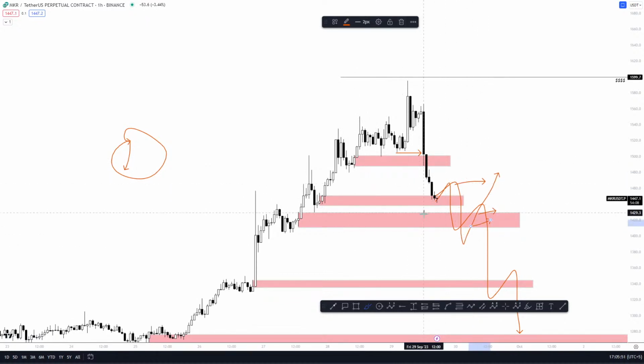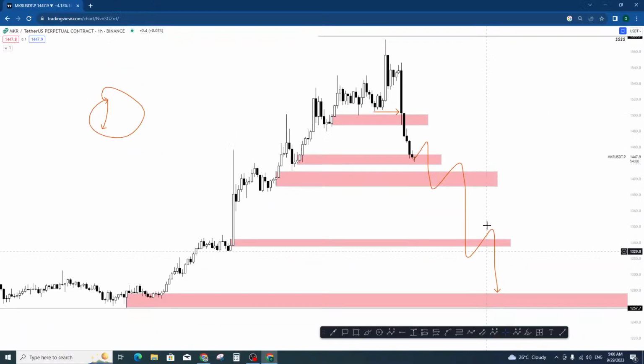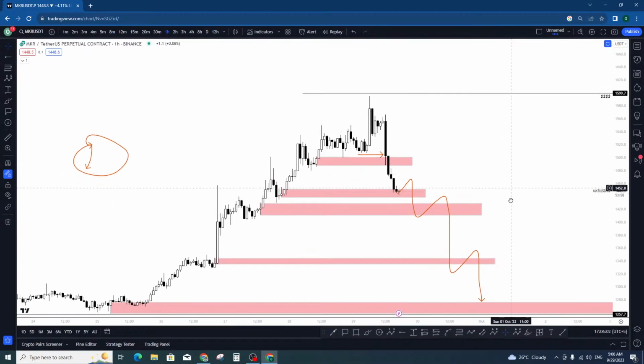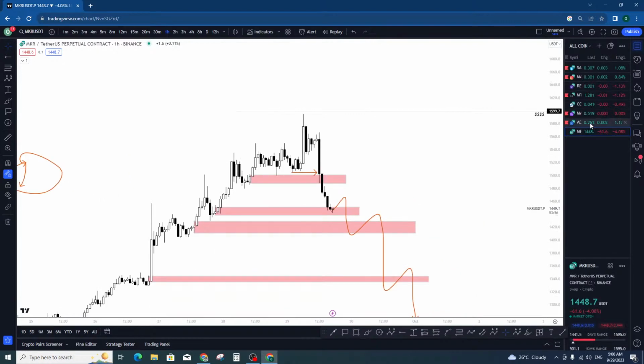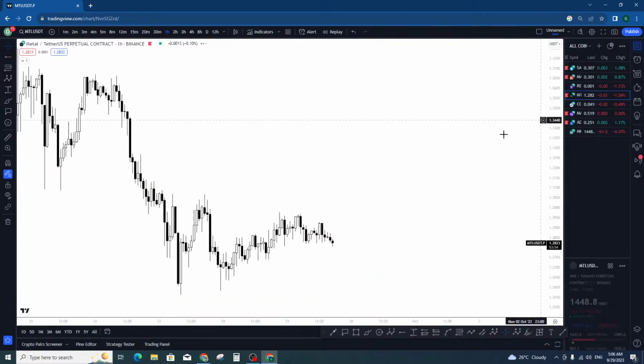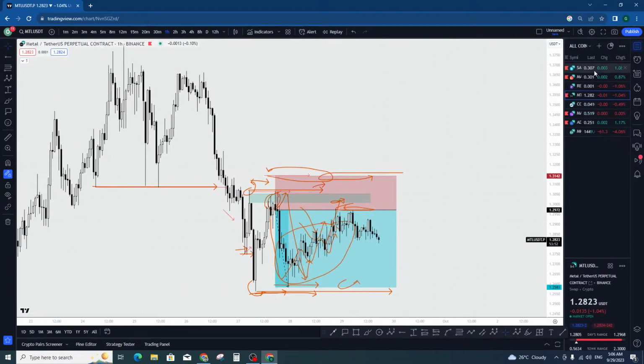Okay, so overall we have shifted bearish, very bearish. Until the structure is bullish again, leave it. I will analyze it for you guys again in tomorrow's webinar. Okay, so this was MKR, and MTL, same thing, bearish, bearish makes sense.